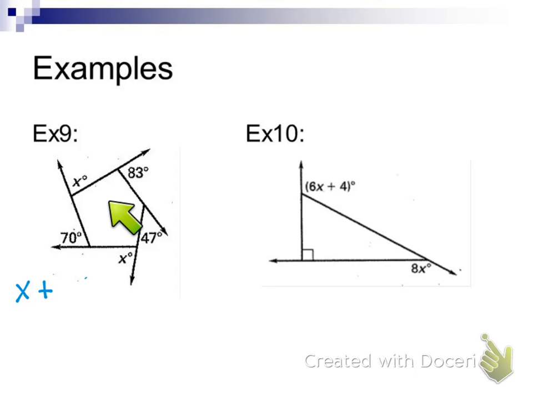I'm going to start with this top x. And I'm just going to go around so I don't forget any. So x, then I'll go to the 83. Then I'll go to the 47. Then I'll go to the other x. Then the 70. And then we said that all those added together should give me 360.